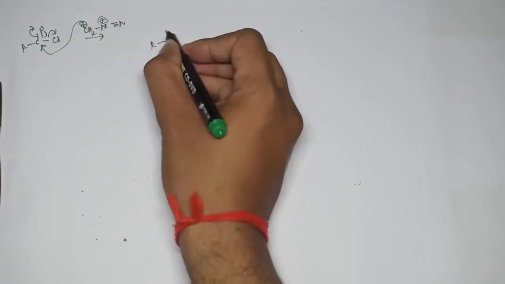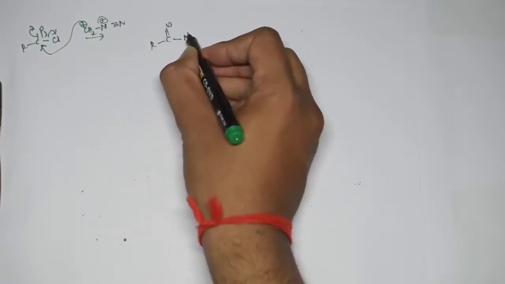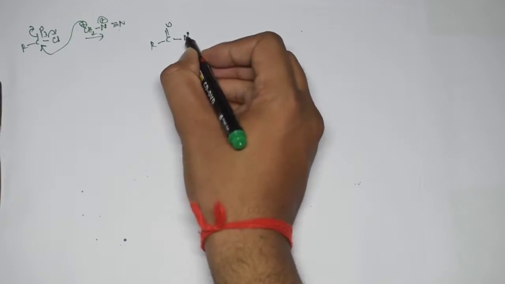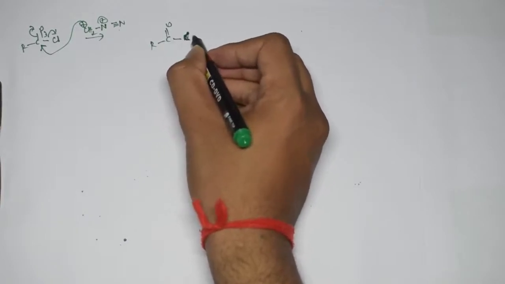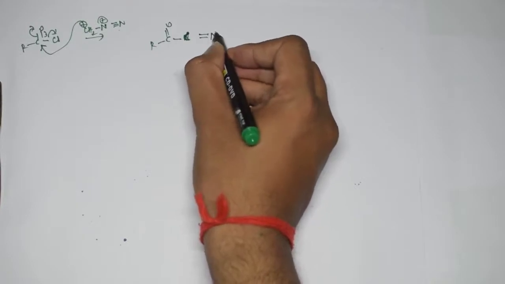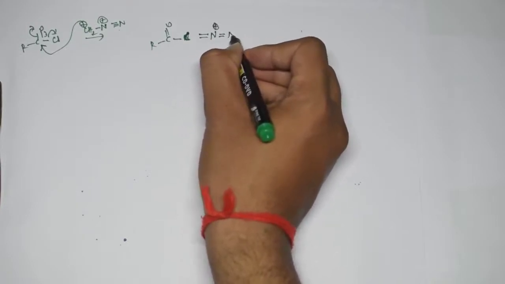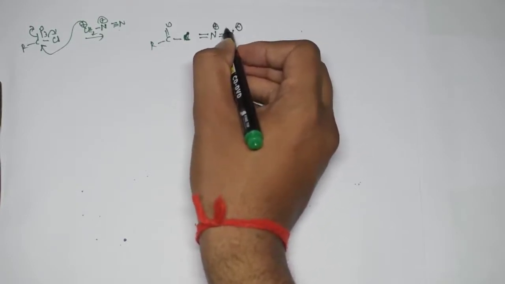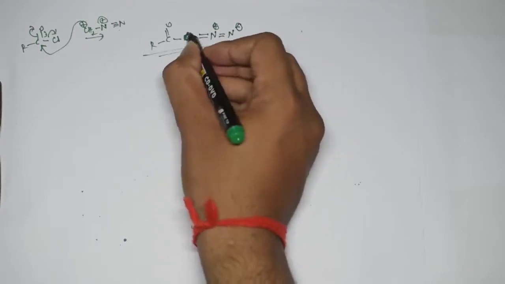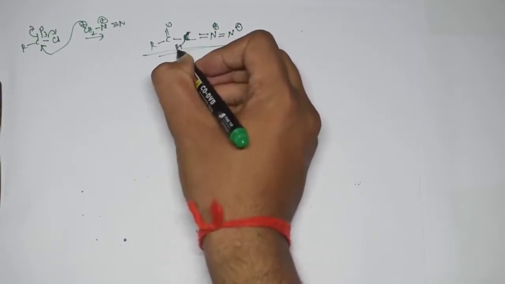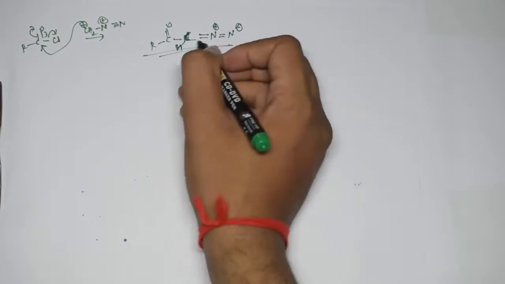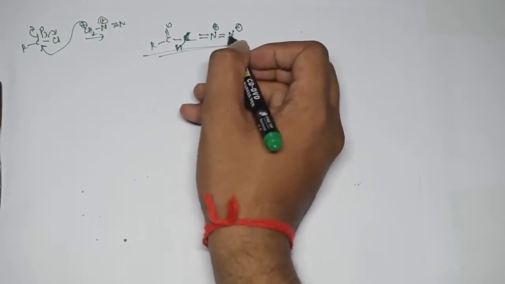So here we will have something like this: RC, here we will have this C, and here we will have this double bond N plus and double bond N minus, like this. This will be formed in this case, something like this.